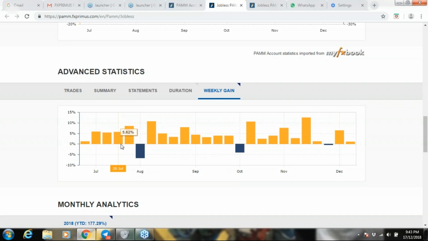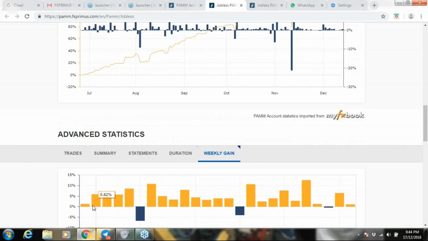So if you see the statistics, even though we have 3 weeks of minus, in the end we still covered it, right? And what we can say for the average is around 5%. This is not our promise, but this is the actual data for the weekly returns that we get.